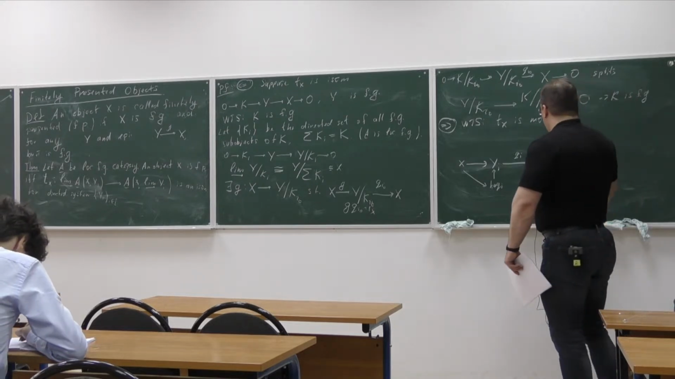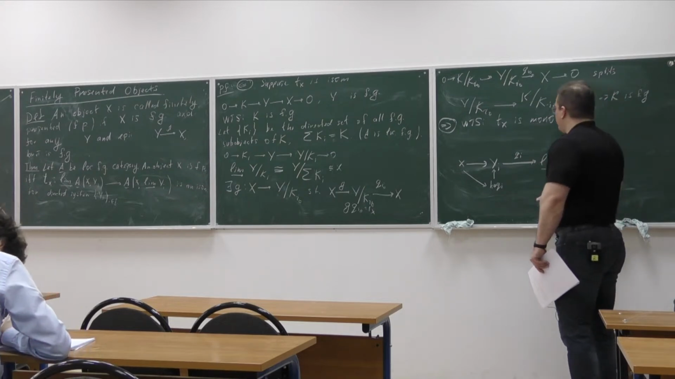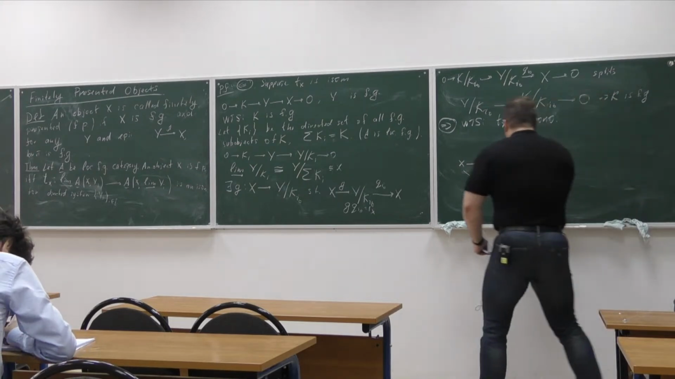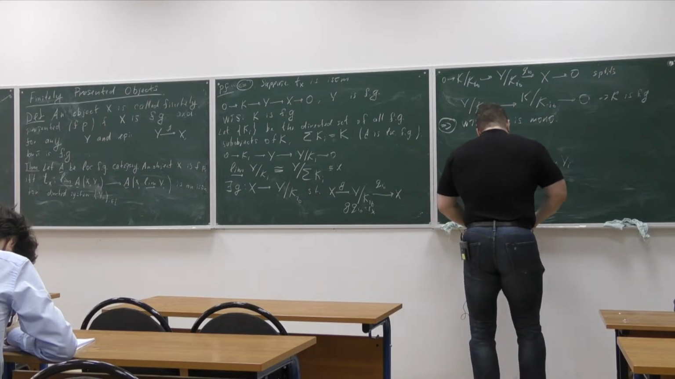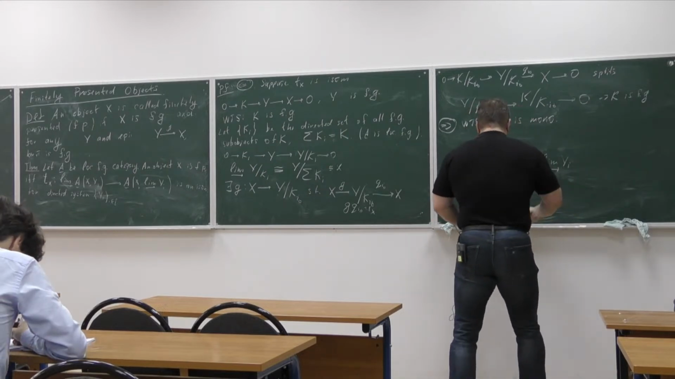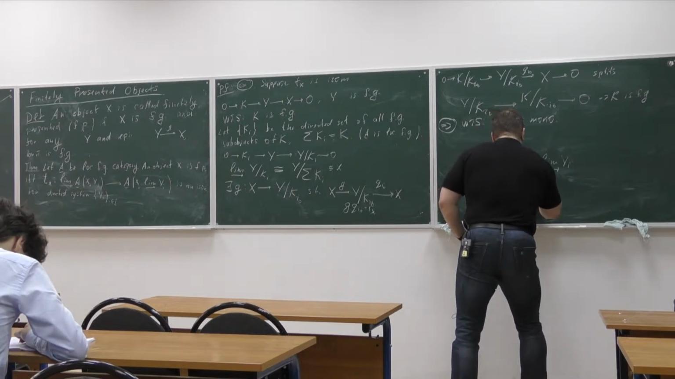But what do you know about the kernel of this projection? Well, there was a lemma that we proved maybe a month ago saying that this kernel is the sum over all j, actually the other way around, i less or equal than j, of the kernel of F_ij.